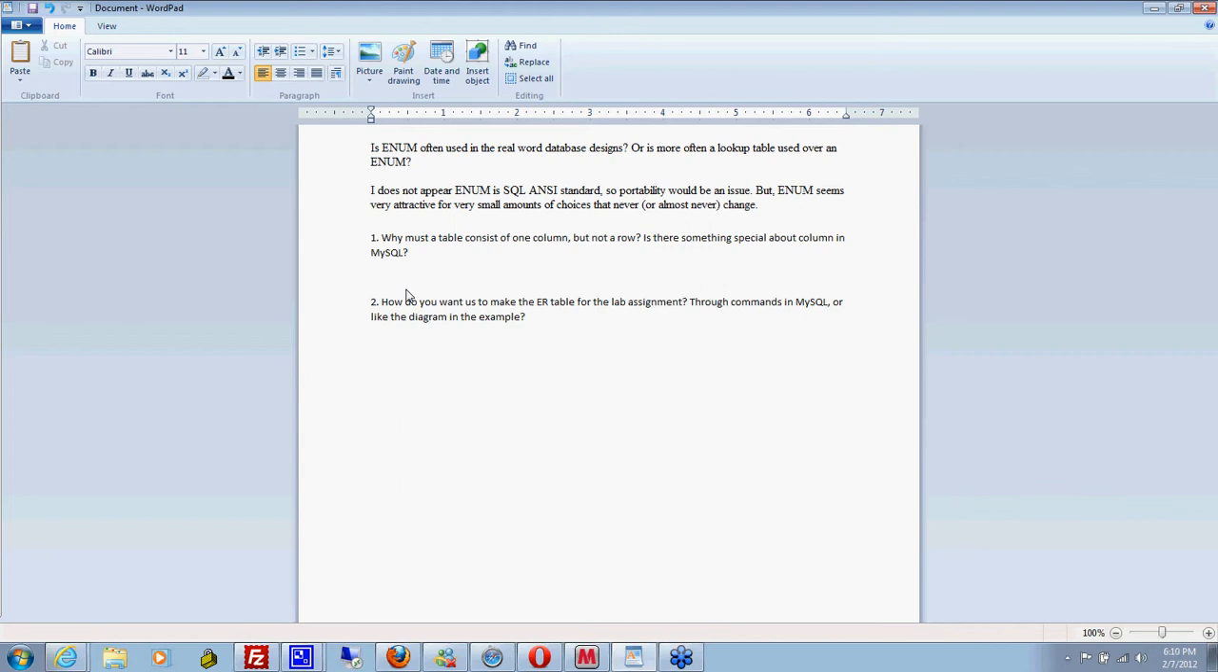Next one. Why must a table consist of one column but not one row? There's something special about a column in MySQL. There's nothing special about a column in MySQL or any other database, but you don't really have a table without at least one column. It's almost like saying, if a tree falls in the forest and no one hears it, did it make a sound? You don't have a table. A table is a collection of columns. So if you don't have at least one column, you don't have a table.